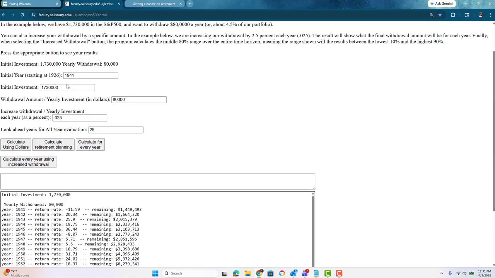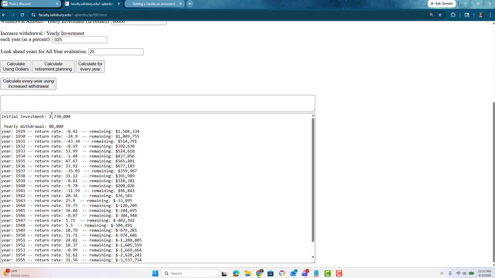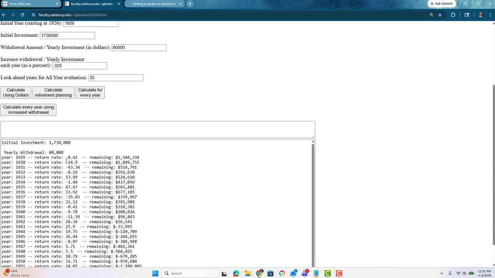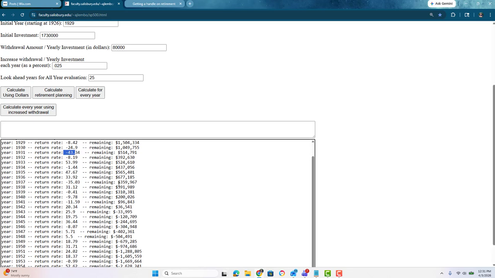Now, of course, that doesn't always work, because let's try 1929 and calculate using dollars. So here, if I took out the 80,000 in 1929, but I also lost 8%, then I lost 24%, then I lost 43%. And you go through here and you get slammed again in 1937, and pretty soon, in 1943, you would now have no money left in your savings.